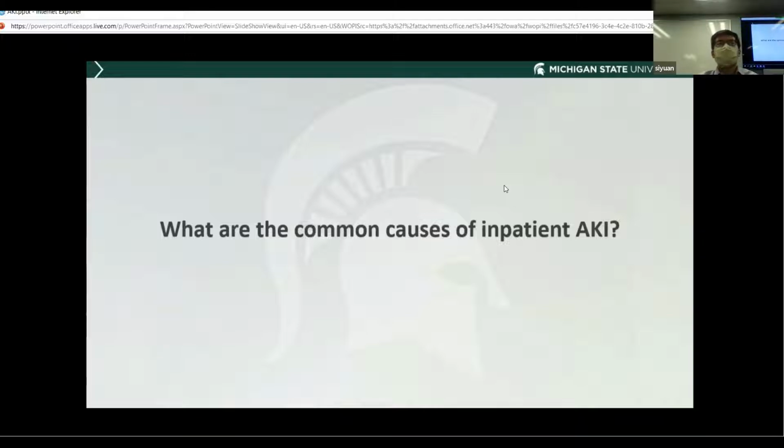Yep, hypovolemia. Drugs, yep. Heart failure, that depends, hypoperfusion, okay. Contrast, yes, that's very important. What's that? Obstruction? Yes, obstruction is one of them as well.